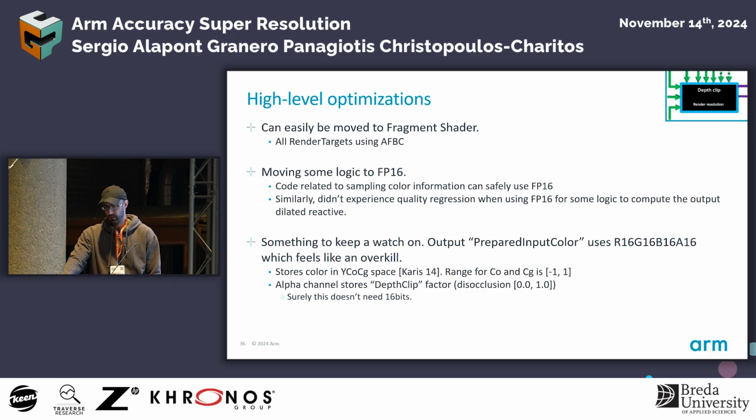So this pass uses RGBA 16-bit textures to store its output. The two chroma components go from -1 to 1, and the alpha channel holds the disocclusion factor, which is from 0 to 1. So yeah, maybe 16-bit is a little bit of an overkill for these ranges. This felt like something worth optimizing, but we decided to leave it untouched until some later point, because it would result in probably some quality degradation.